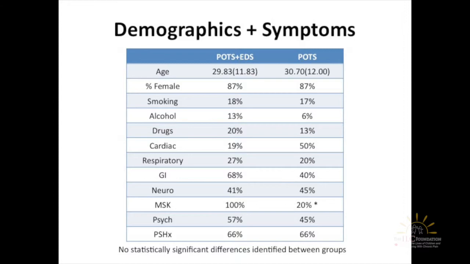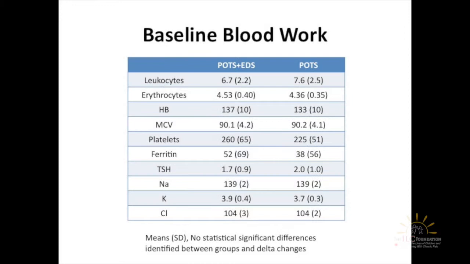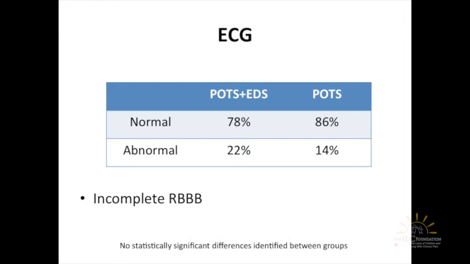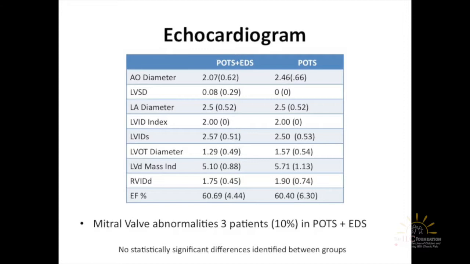The baseline blood work, there was no major difference. We measured ferritin because low ferritin or iron deficiency anemia has been associated with POTS as well, and the numbers were similar in both groups. Again, this is a small population, but it gives you an idea of what is going on. The ECGs showed no difference between the two groups, right? One of the prevalent findings was incomplete right bundle branch block, which could be a small signal of the possibility of conduction abnormalities related to connective tissue disease in the heart muscle. Echo, as we expected, we didn't find any difference between the two groups. All the echo findings were pretty much similar.